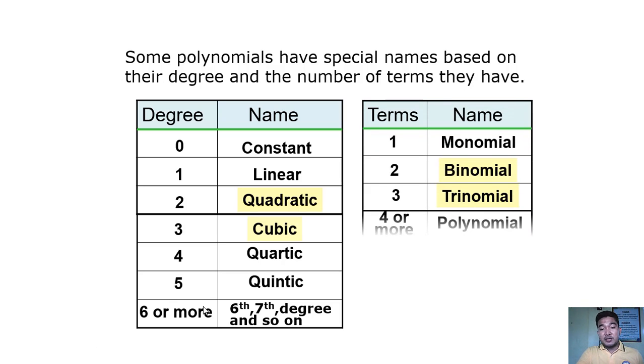Kapag naman terms ang pinag-uusapan natin, then if we only have a polynomial na meron lang siyang isang term, then that's a monomial. Kapag naman dalawa yung terms, that's a binomial. Kapag tatlo yung terms, then that's trinomial. Pag 4 or more, we call it polynomial. But actually, all of these are polynomials. Yun nga lang, meron silang special name because of the number of terms they have.